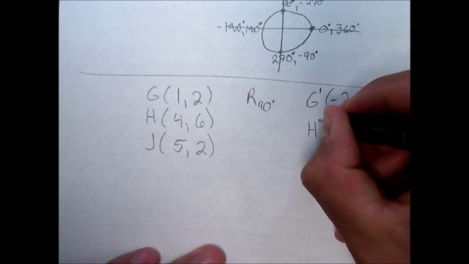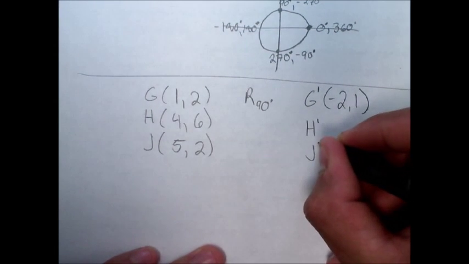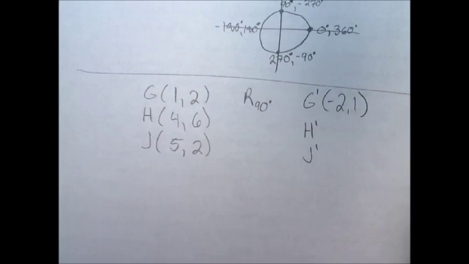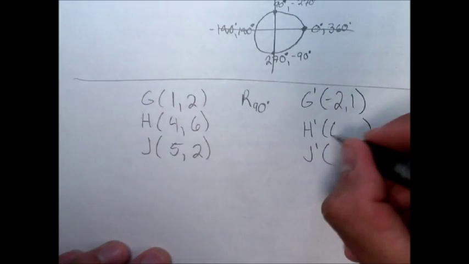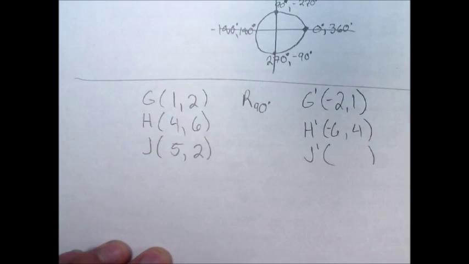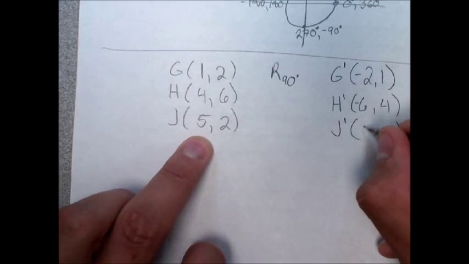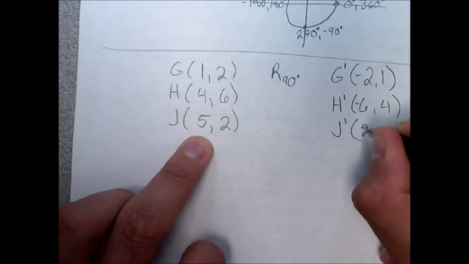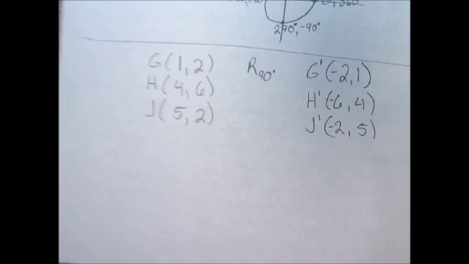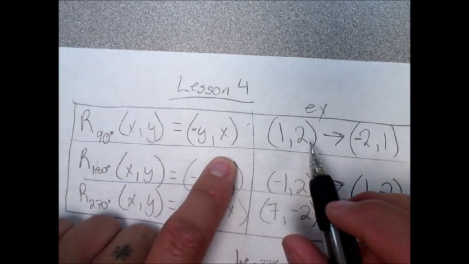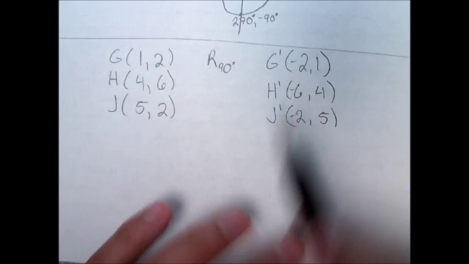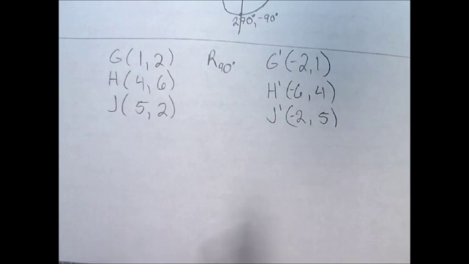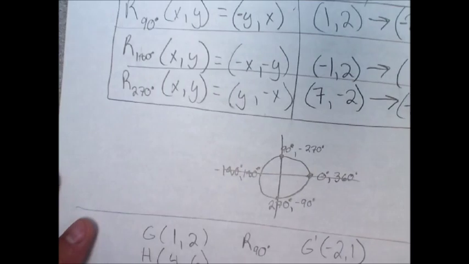H rotated 90 degrees will be H prime, and J rotated 90 degrees will be J prime. So I'm going to flip it, so it becomes 6 and 4, and change the sign of my front piece. Again, flip it, it'll become 2, 5, and change the sign of my front piece. Any questions about it? Real easy to follow these rules. Now, rotating them literally on a drawing is kind of difficult, but after I find the points, I can plot them, and you will very easily see that it was a rotation.